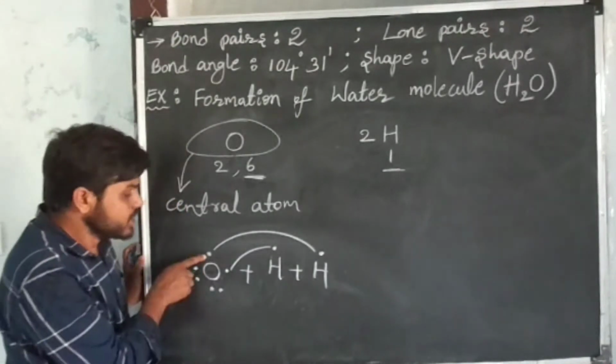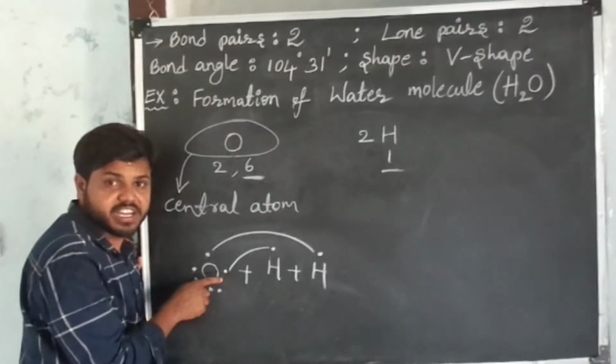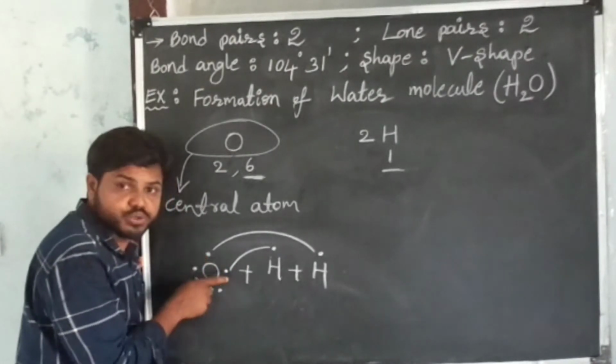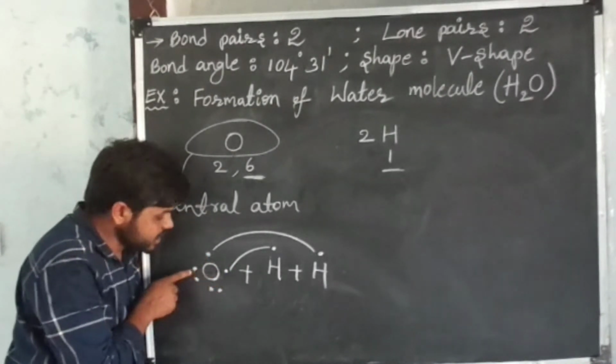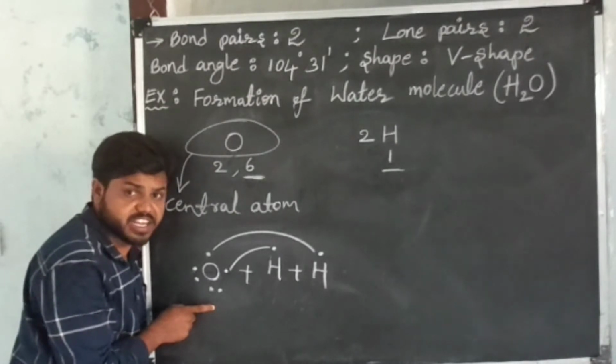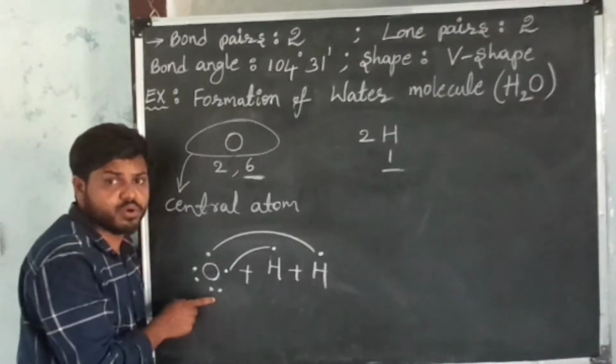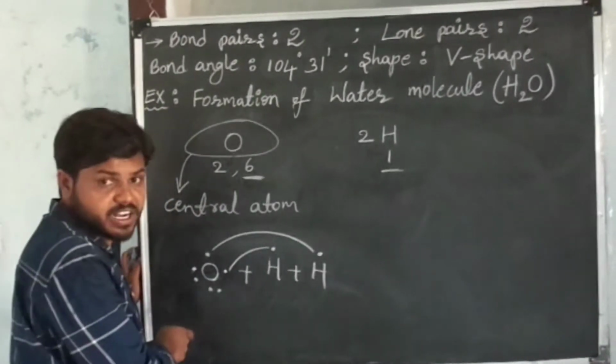I am repeating. These 2 electrons are participating in chemical reaction. That's why these 2 electrons are bonded electrons. These 4 electrons are not participating in chemical reaction. That's why these 4 electrons are called unbonded electrons.